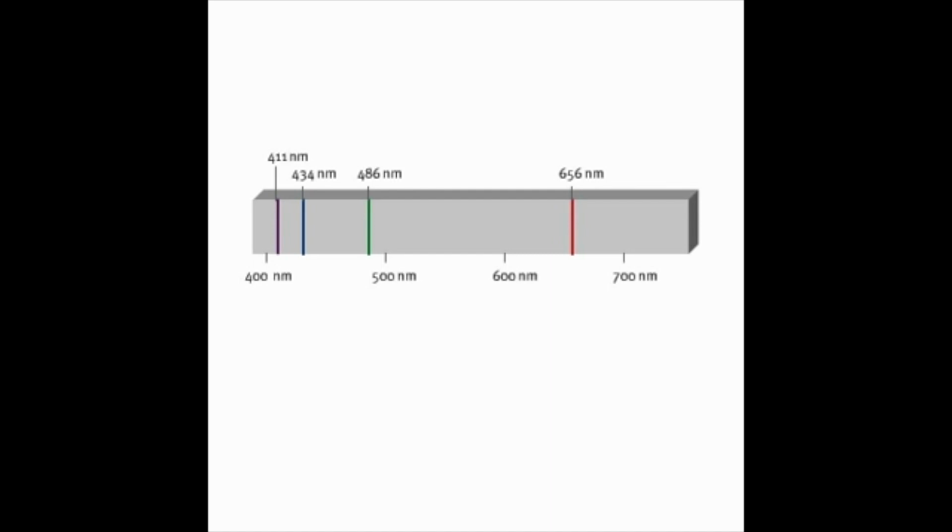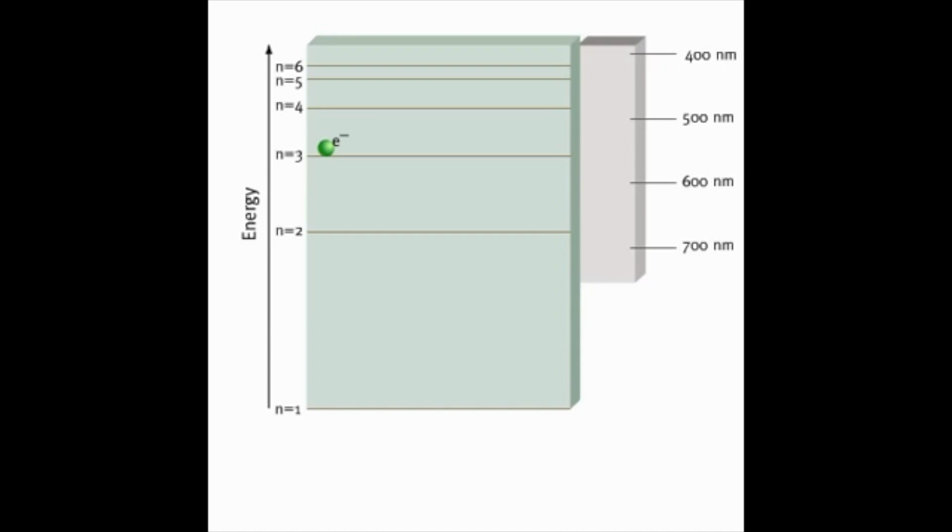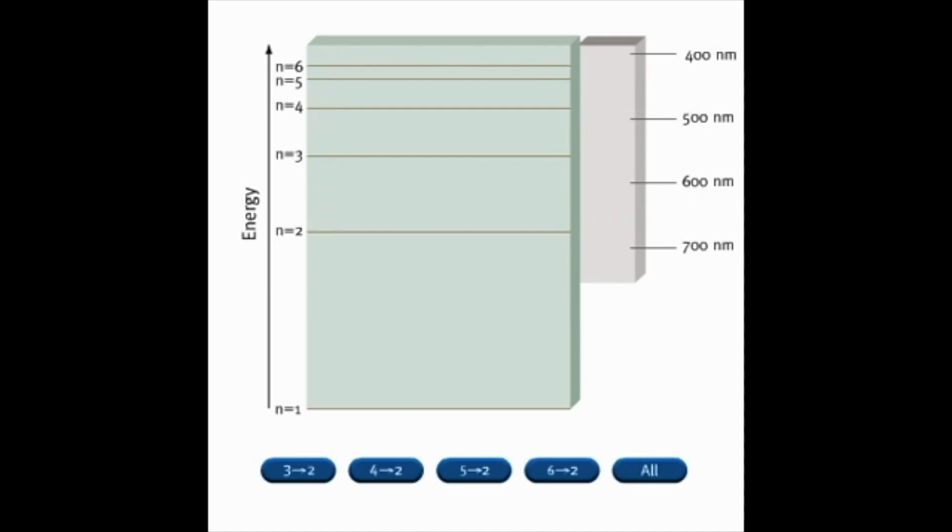Let's look at the electronic transitions responsible for the observed line spectra. When an electron drops from a higher energy orbit to a lower energy orbit, a quantum of energy, a photon, is given off in the form of light. During the electronic transition shown, light is emitted in the visible region of the electromagnetic spectrum. You may click on the buttons to review each of the electronic transitions individually.